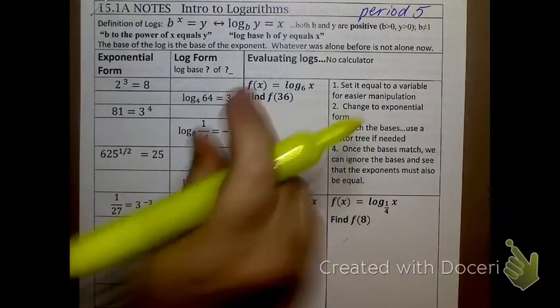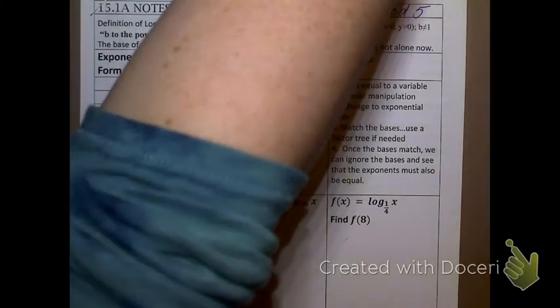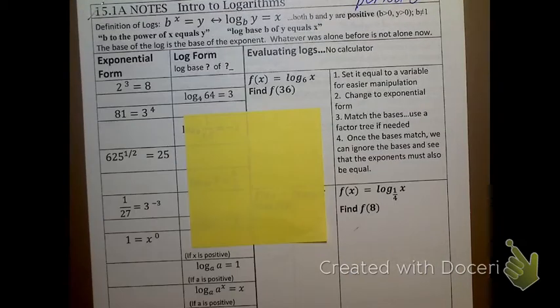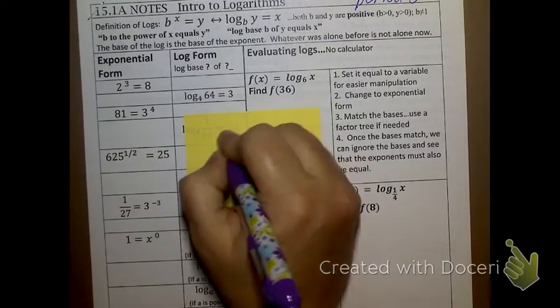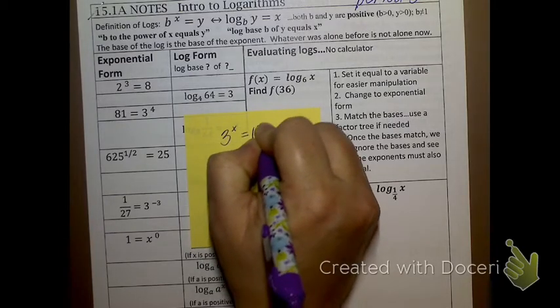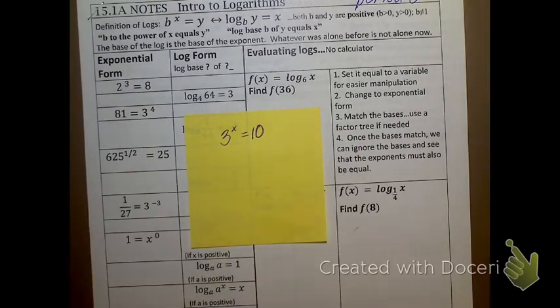Now, before I get into logarithms, I actually want to talk to you about something. This was something you might have seen on last night's homework. If I gave you something like this, 3 to the x equals 10, how do you solve for x? Multiply? Square it? Why square it? Why not cube it? Why not raise it to the fourth? Why not raise it to the eighth?